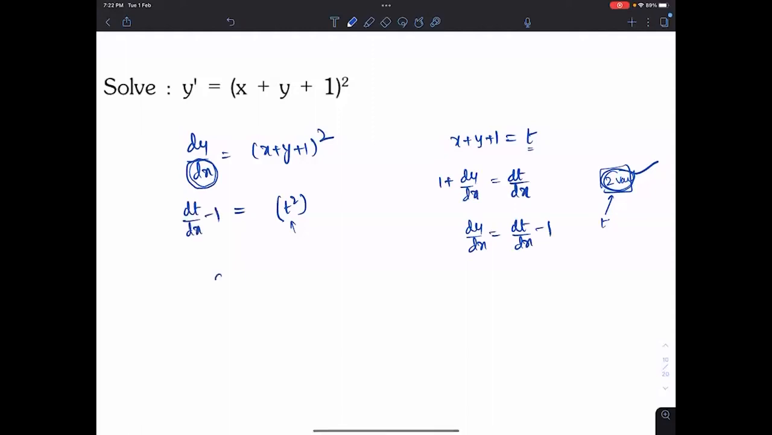Now the y variable is not there. Okay. dt by dx is 1 plus t square. Now this is a variable separable only. dt by 1 plus t square is equal to dx, you know how to do after this. Okay.